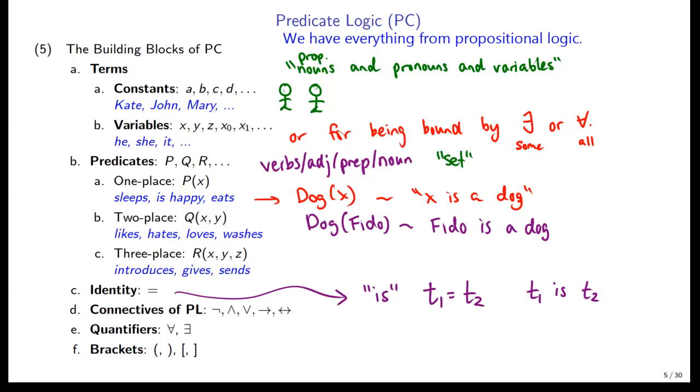We have all the connectives of propositional logic. These are the same. We have our two quantifiers, the universal and the existential, and we have brackets. These are all the things that we have in predicate logic.